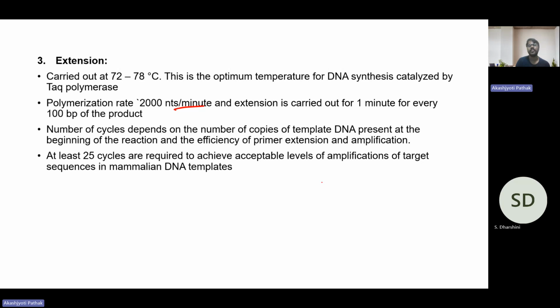Okay. So depending on the length of your DNA that you want to amplify, you can set how many minutes you have to keep, because your polymerization rate is 2000 nucleotides per minute. And if you want to amplify, for example, 4 kb DNA or 10 kb DNA, then accordingly you have to set the minute. Okay. So the number of cycles will depend on the number of copies you want to generate. And at least 25 cycles are required to achieve acceptable levels of amplification of target sequence in mammalian DNA templates.